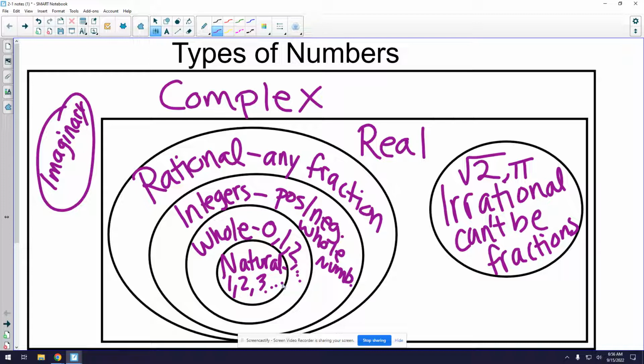Every natural number is a whole, is an integer, is a rational, is a real, is a complex. Every irrational number is irrational, real, and complex. That's how this diagram works.